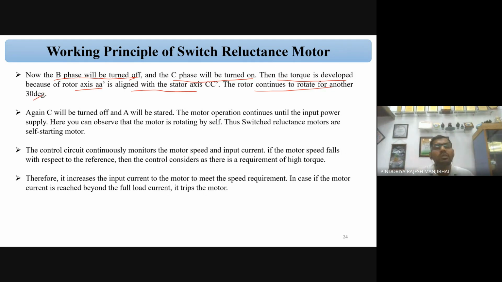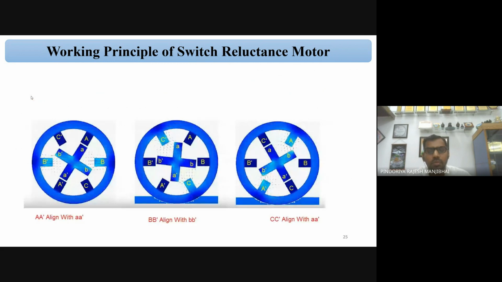The same process we have to continue based on the operation and the switching action of the power converter. So you can see we can continue to operate in the clockwise direction. We can change the switch position and rotor position.